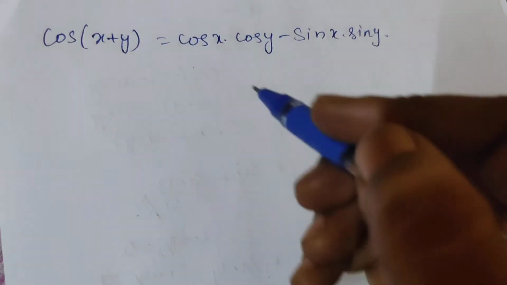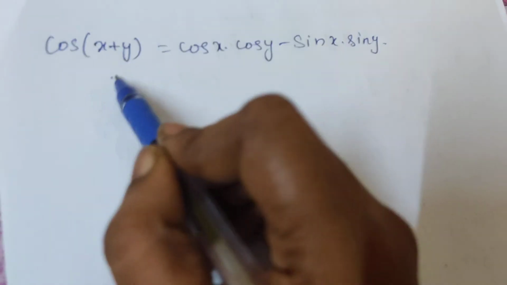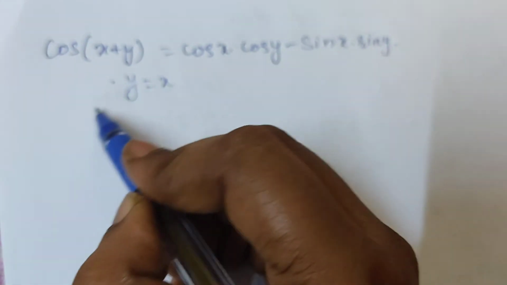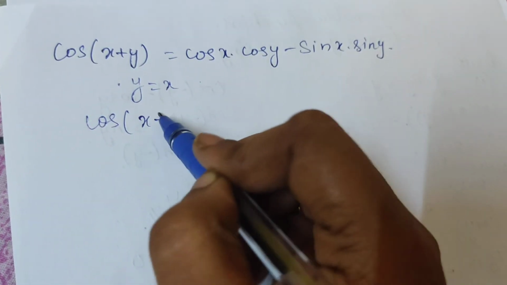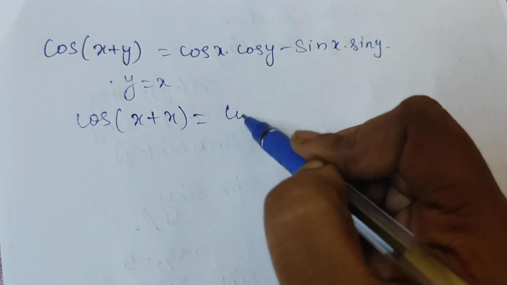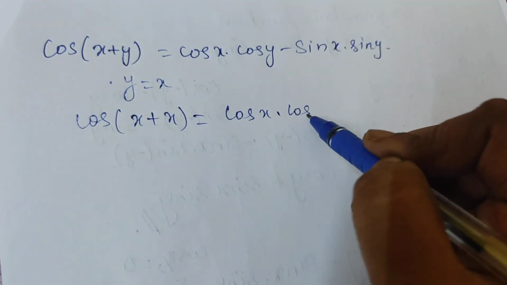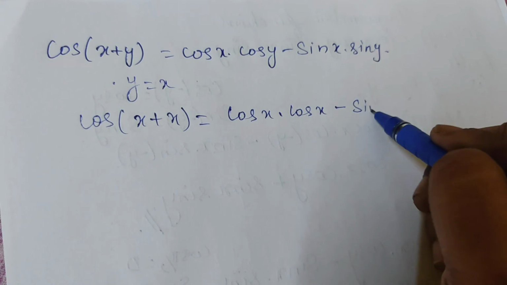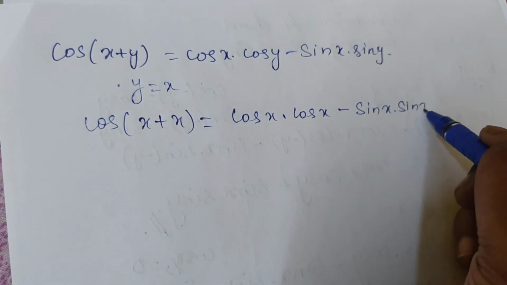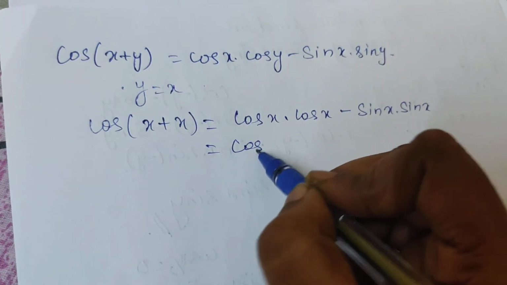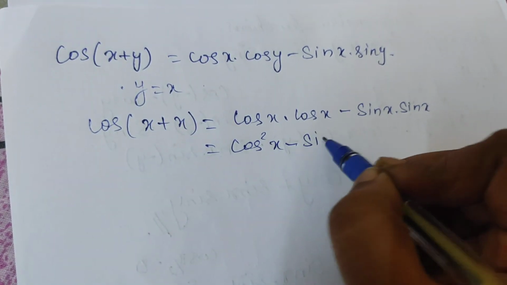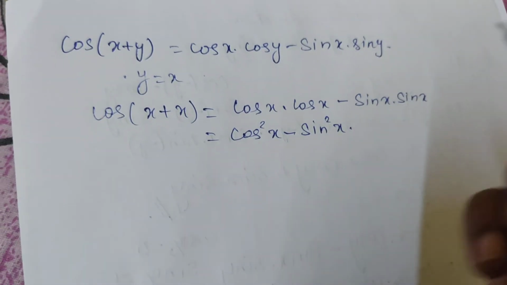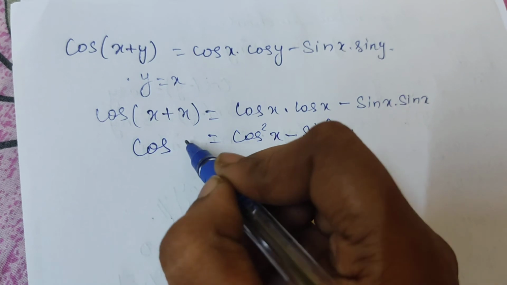Now we will replace y as x. So we will get cos(x plus x), which is equal to cos x cos x minus sin x sin x. So this one will be cos square x minus sin square x. We will use these identities while solving trigonometric problems.